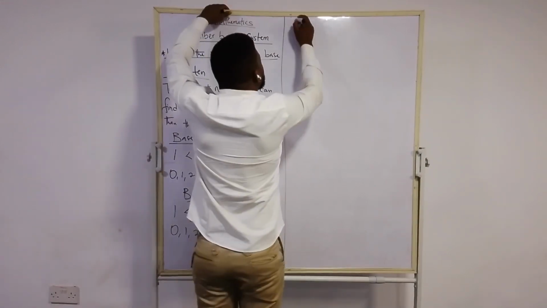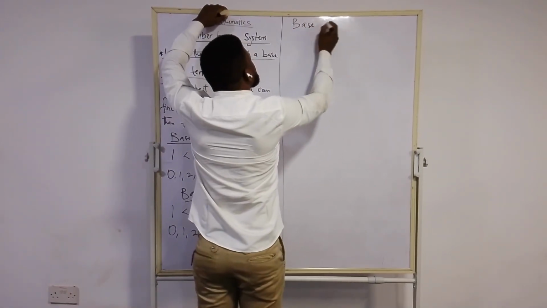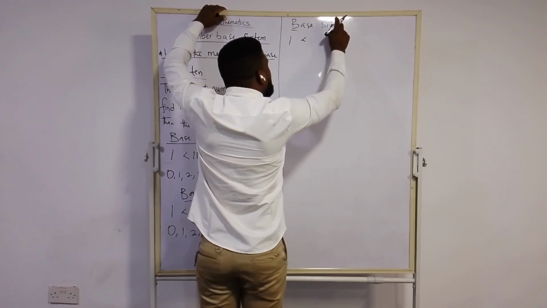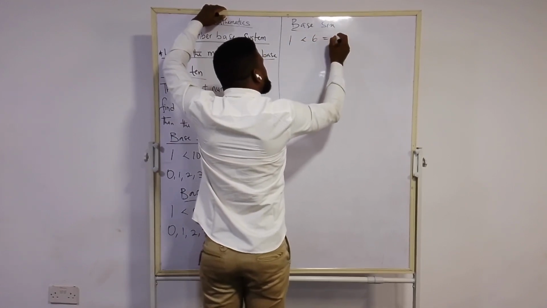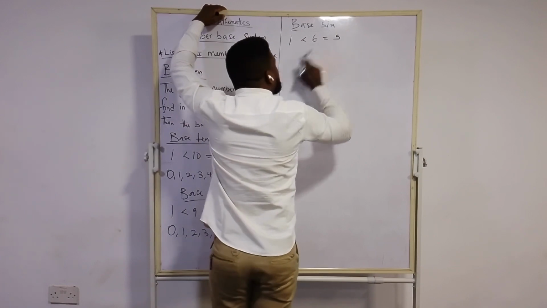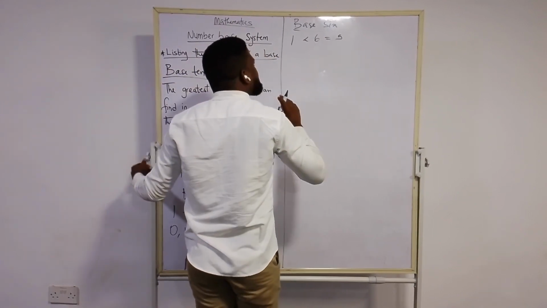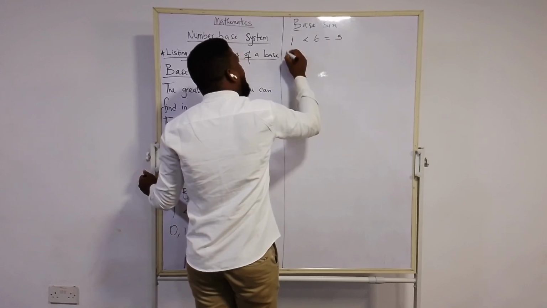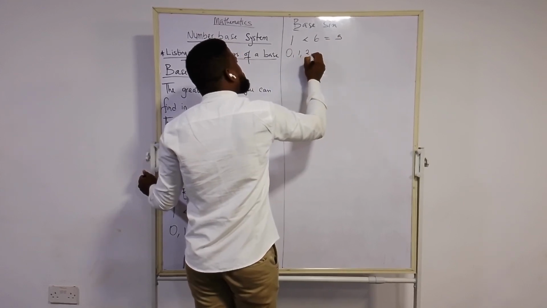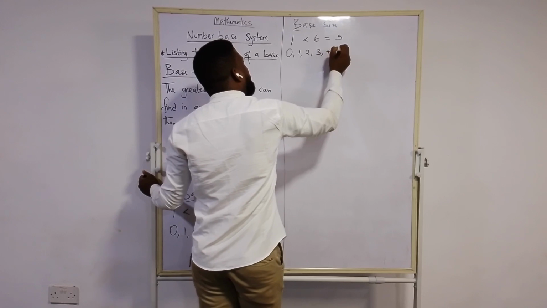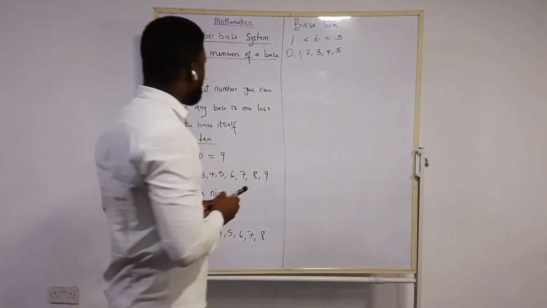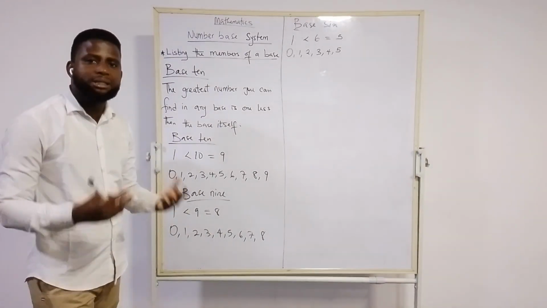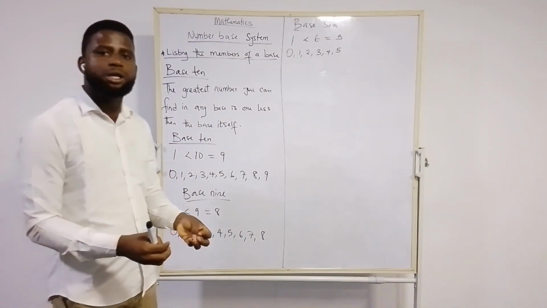Now, the greatest number that you can find in base 6, for example, is 1 less than the base itself, which is what? 6. And that is what? 5. Now, 1 less than 6 is 5. That means that the primary numbers that would exist in base 6 are 0, 1, 2, 3, 4, and what? 5. Now, this being said, like I said, that our mathematics are carried out naturally in what?